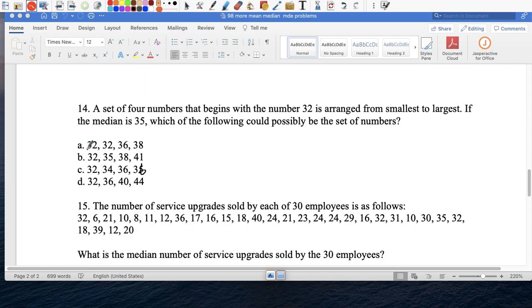So let's look at A. If you start walking to the middle, the number in the middle would be the number between 32 and 36, but that's definitely not 35, so A is gone. B, again, walk towards the middle. The number in the middle would be between 35 and 38, definitely not 35, so that's gone. C, we have 32, 34, 36, and 36. Go to the middle, and the middle number would be the number between 34 and 36, which happens to be our lucky winner, 35. So C is the correct answer.